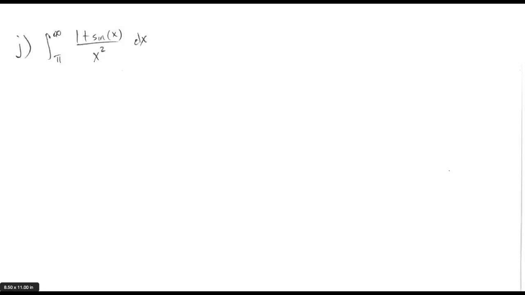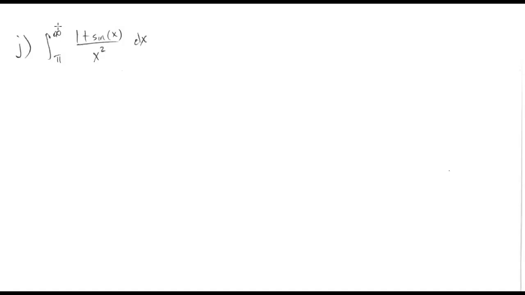So for our final example here, we see that we have the improper integral of (1 plus sine x) over x squared dx, and we're evaluating it from pi to infinity. So again, what we want to do here is not try to evaluate this particular improper integral. We just want to figure out whether, if we tried to evaluate it, we would actually get some real numerical value. Another way of saying that is, will this improper integral converge? If so, we would get a real number value for the improper integral as an answer. If not, then it would diverge.